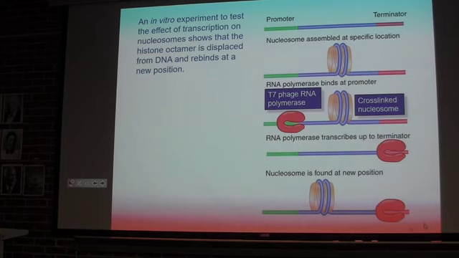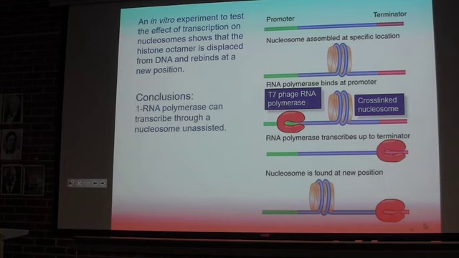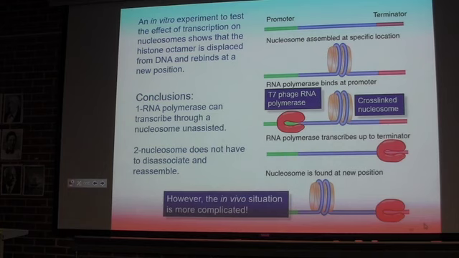This is an in vitro experiment that shows that histone octamer is displaced from DNA and then rebinds. This is from the textbook. RNA polymerase can transcribe through a nucleosome in vitro if unassisted. However, in vivo, it does have chaperones to aid.